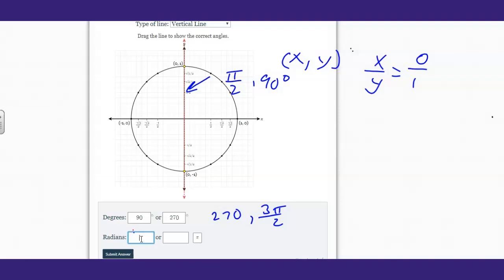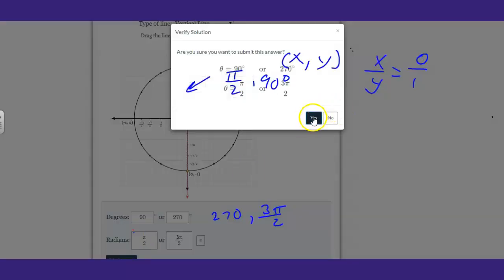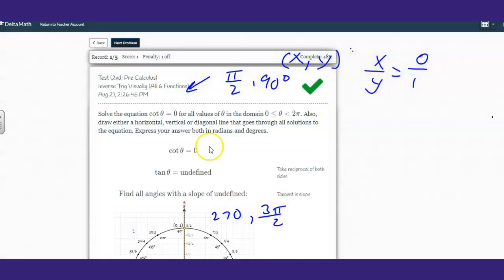And in radians, it would be pi divided by 2 and 3 pi divided by 2, like that. And then I hit done. Am I sure? Yes. Boom, there you go.